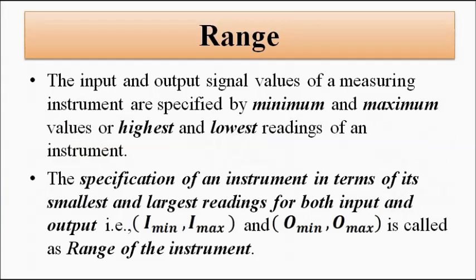So the basic definition of range is that the input signal which is given to an instrument, and the output which we get corresponding to that, are specified by minimum and maximum values, or the highest and lowest readings. This specification of the measuring apparatus, the instrument, in terms of its highest and lowest values, the minimum and maximum values, is called the input and output range, specified by Imin, Imax, and Omin, Omax. Minimum value of input Imin, maximum value of input Imax, minimum value of output Omin, maximum value of output Omax. So this is the range of the instrument, the input and output range.